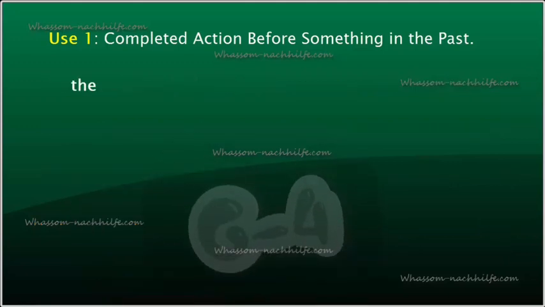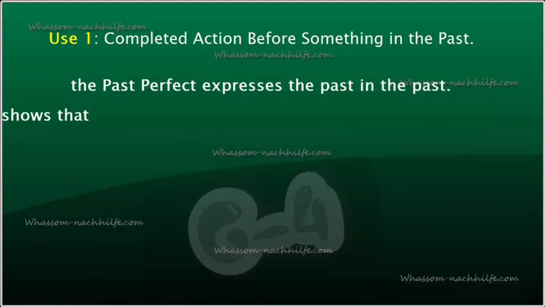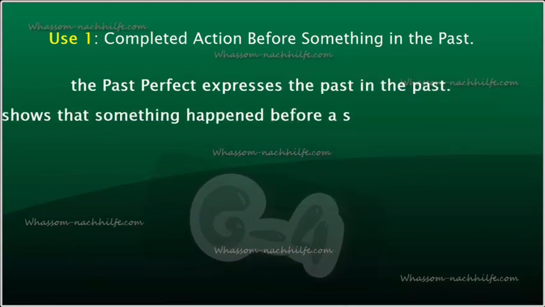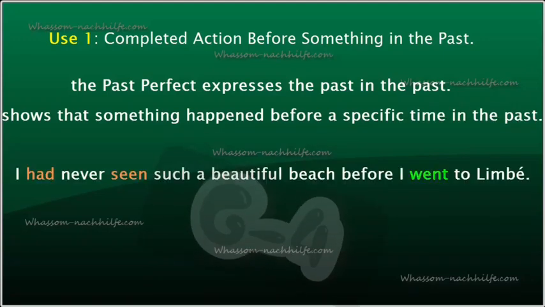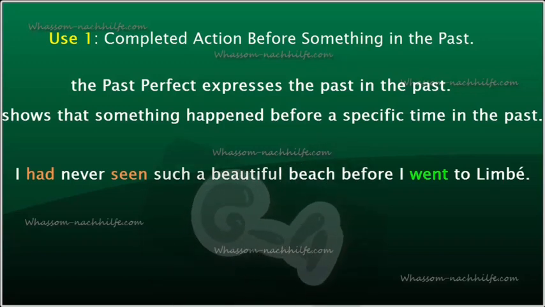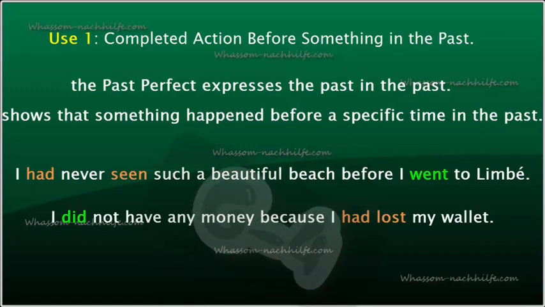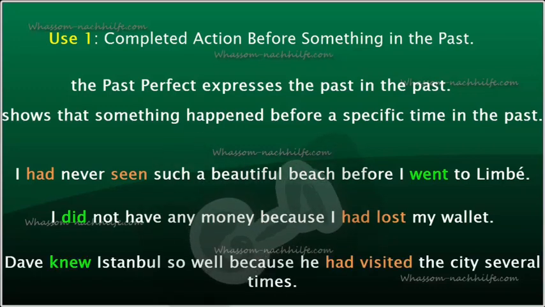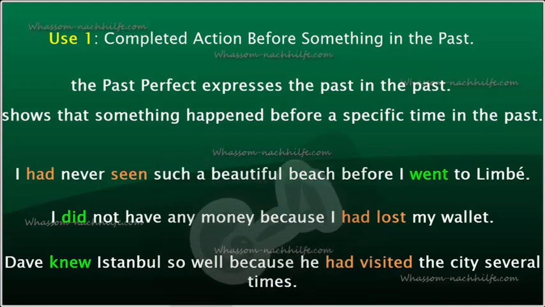Apart from being the past in the past, the past perfect can also show that something happened before a specific time in the past. For example, I had never seen such a beautiful beach before I went to Limbe. I did not have any money because I had lost my wallet. Or Dave knew Istanbul so well because he had visited the city several times.